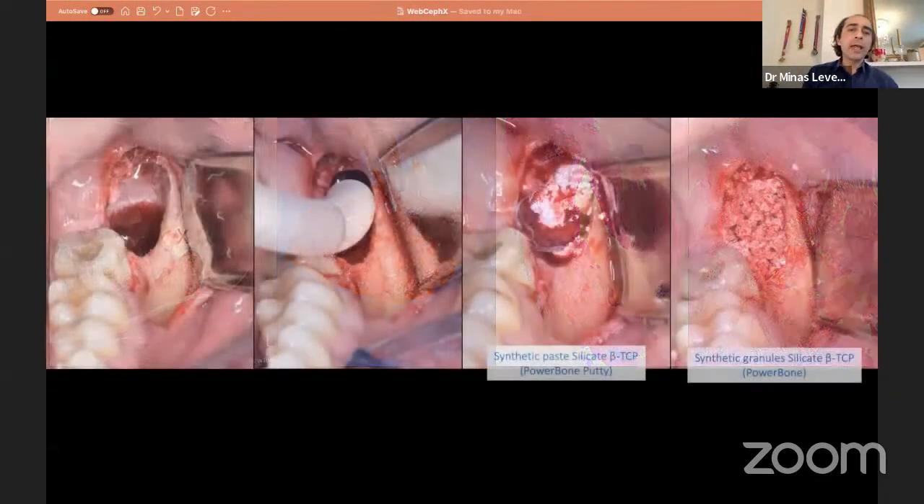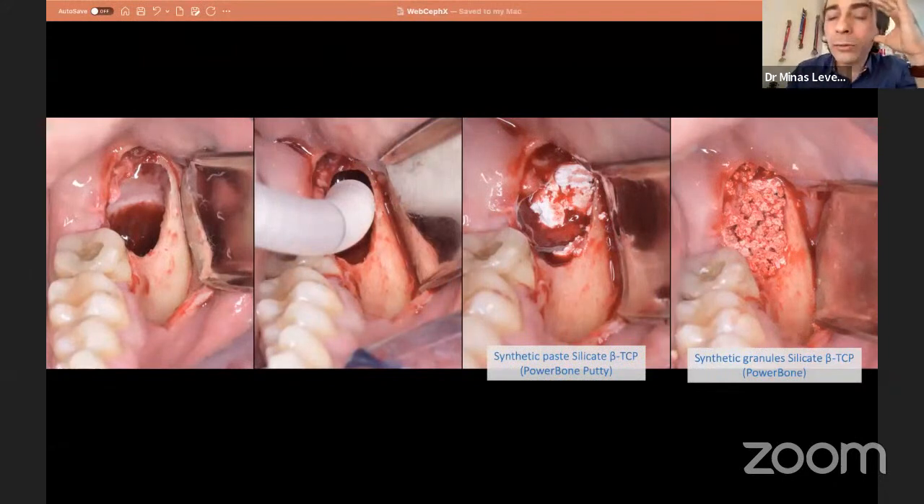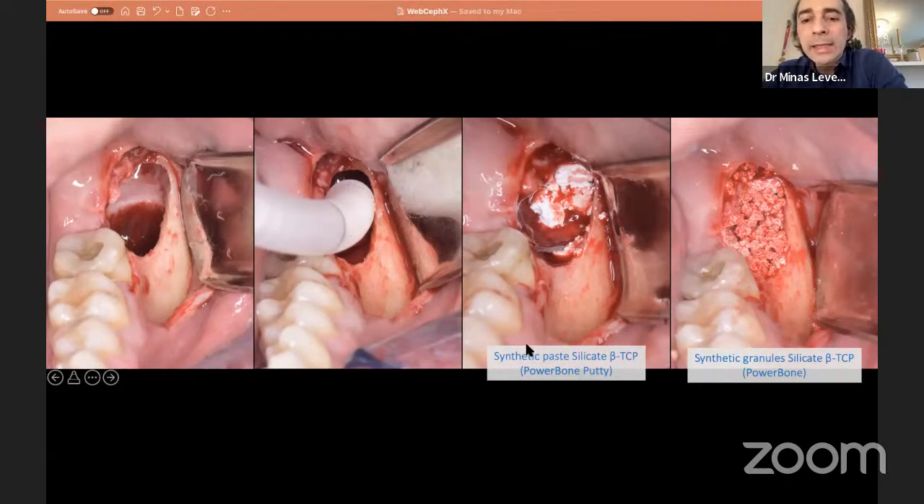And now that everything is clean, I need to promote very good quality of healing. Again, I will use synthetic bone grafting materials, resorbable materials to get high quality vital bone. For the defect, it was easier for me in the syringe to use a preloaded silicate synthetic paste. So with the paste, I injected the defect where I removed the impacted tooth, and all the big defect of the cyst.